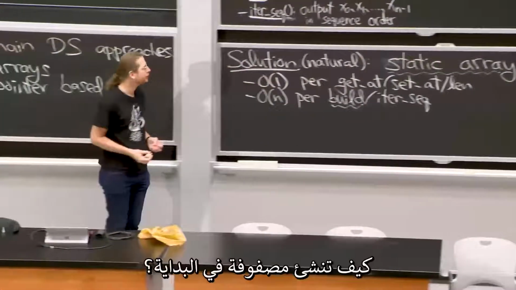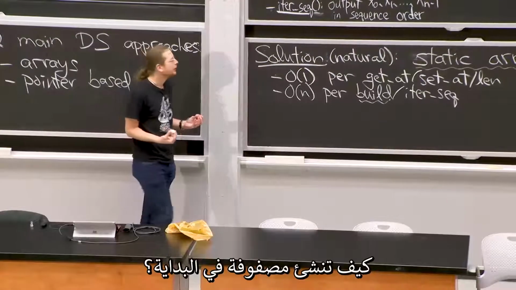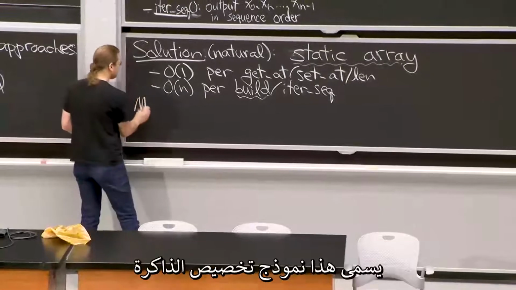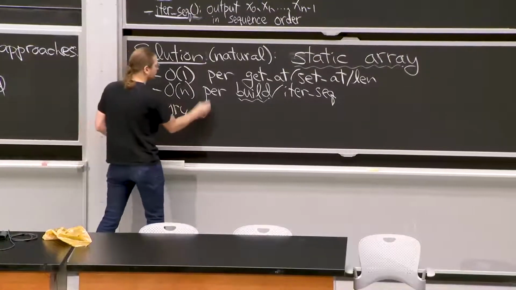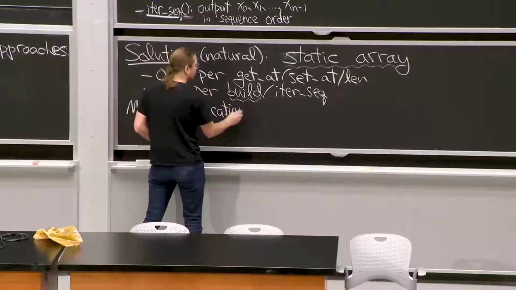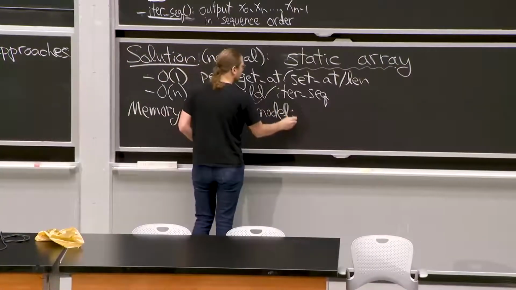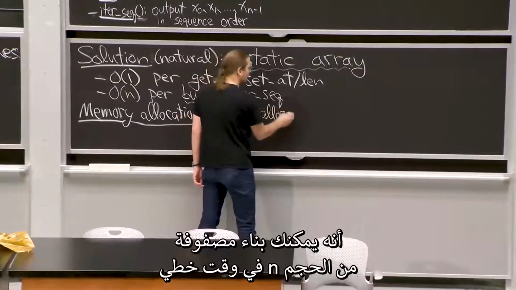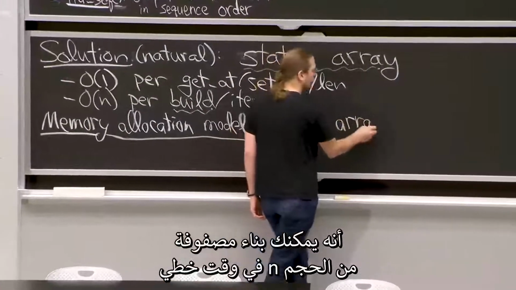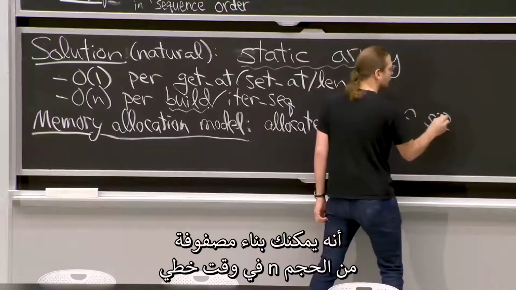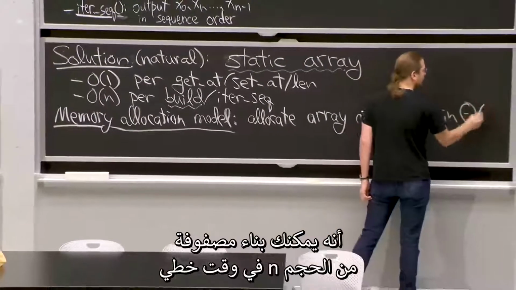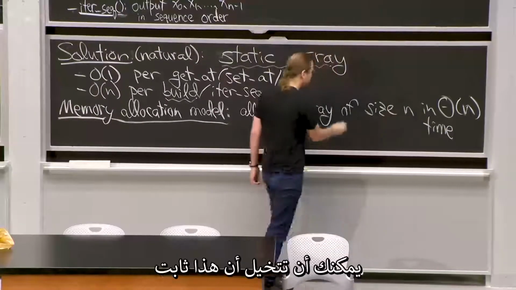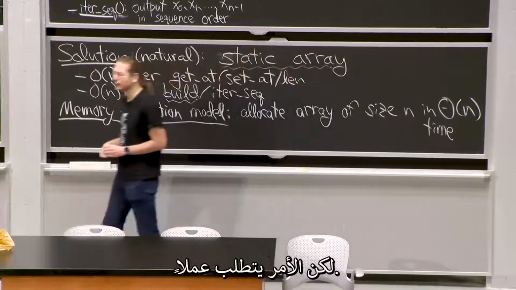our model of computation, which is how do you create an array in the beginning? I claim I could do it in linear time, and that's just part of the model. So this is called the memory allocation model. There are a few possible choices here, but the cleanest one is just to assume that you can allocate an array of size n in theta n time. So it takes linear time to make an array of size n. You could imagine this being constant. It doesn't really matter much, but it does take work.